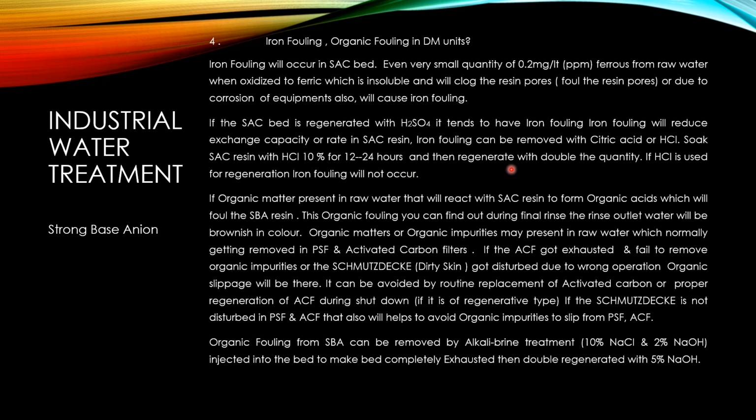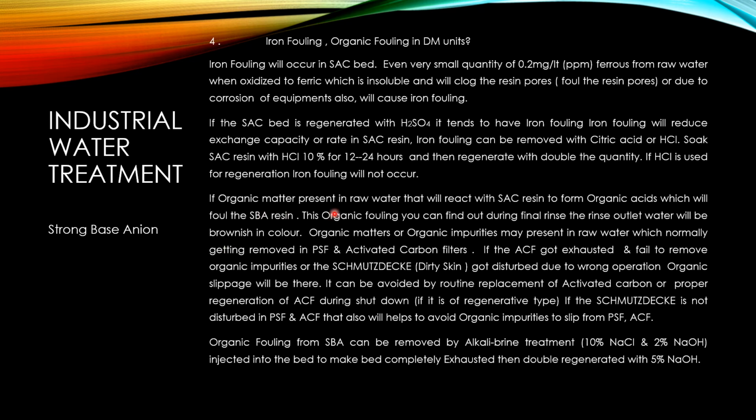And then we have to regenerate with double the quantity of regenerant, that is, H2SO4, that we used. If HCl is normally used for regeneration, then iron fouling will not occur. So if SAC is having any problem with iron fouling when H2SO4 is used, then we have to remove the iron fouling by means of 10% HCl followed by double regeneration.